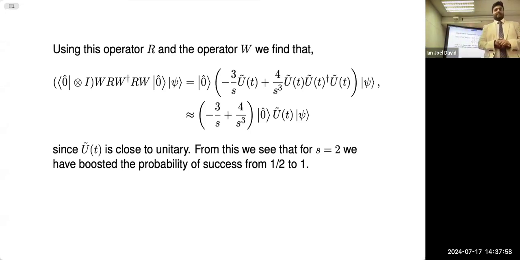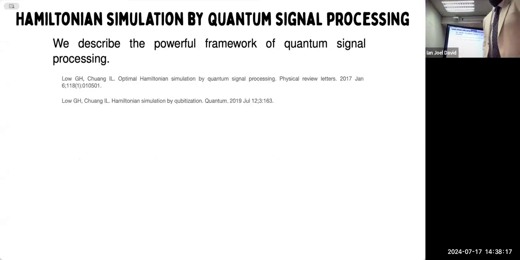I'll move on now to talking about quantum signal processing. Because here we've already discussed how to implement it, what the circuit looks like, and then how to use amplitude amplification to get a higher probability of success. And I've shown you how the complexities for this algorithm scale a lot better than the product formula approaches. Okay, now we'll describe the powerful framework of quantum signal processing.